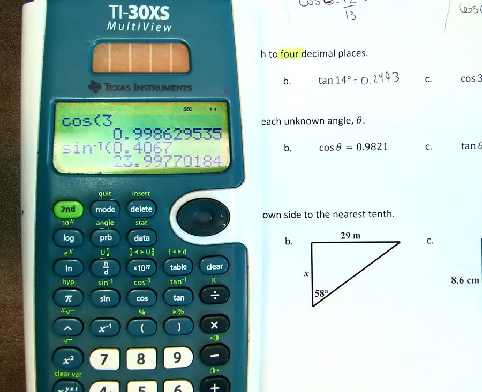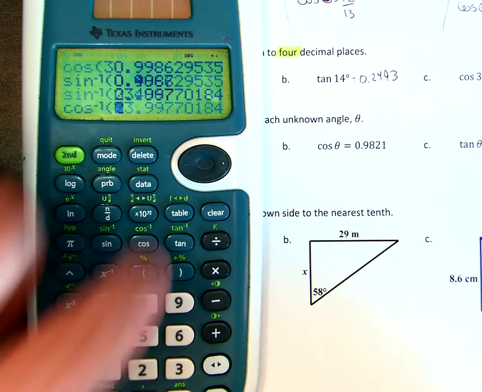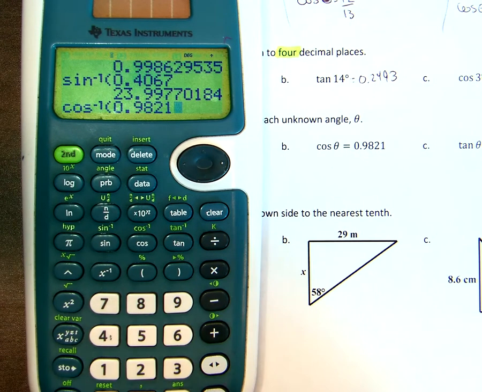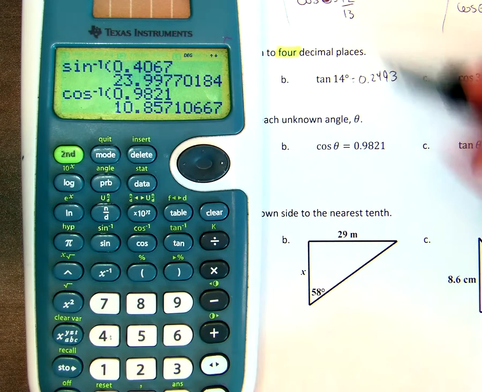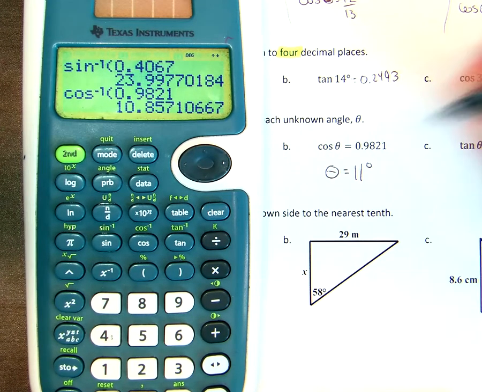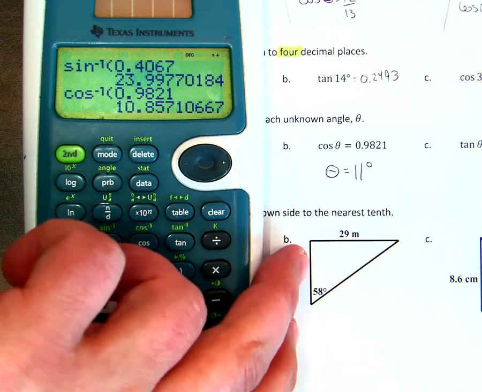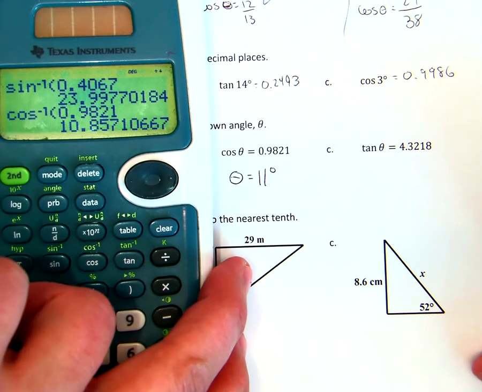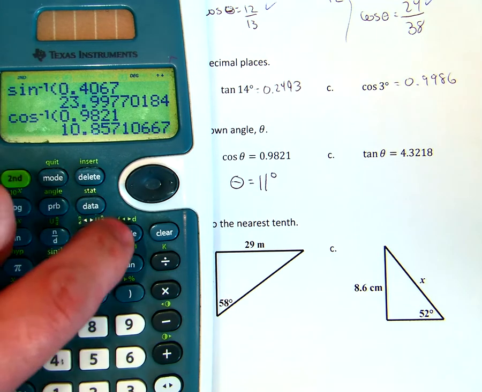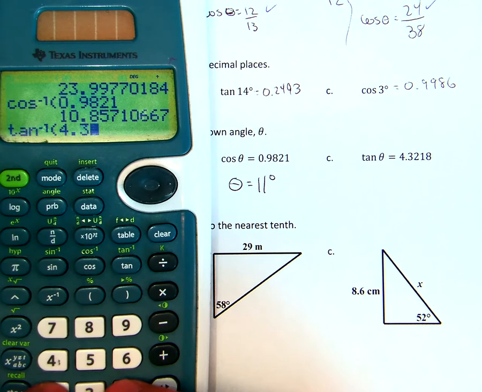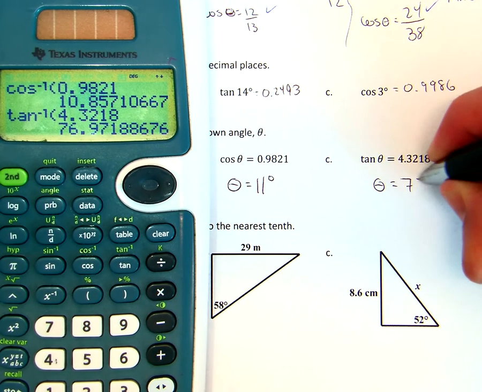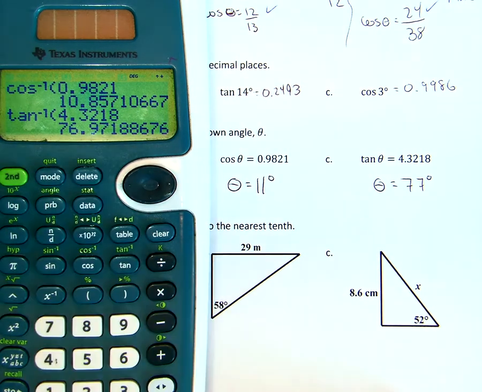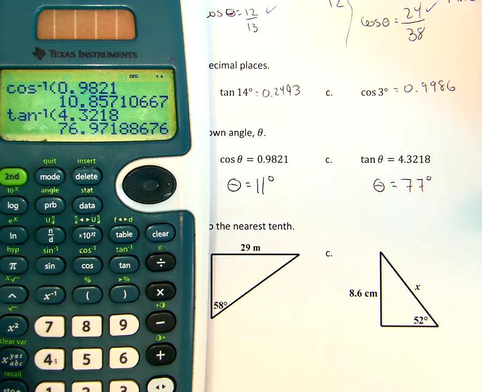For the next one, same idea. So you press second function cos 0.9821. That works out to 10.8 degrees. The 8 tells the 10 to round up, so it would be 11 degrees. So theta is equal to 11 degrees. And then the last one, I have tan, so I'm going to press second function tan, 4.3218, and I get theta equals 77 degrees because the 9 tells the 6 to round up. Okay, so pause it, rewind it where you need to. That's the calculator work.